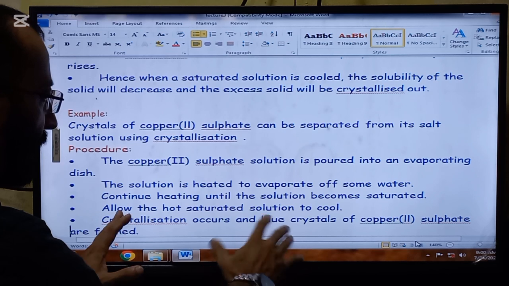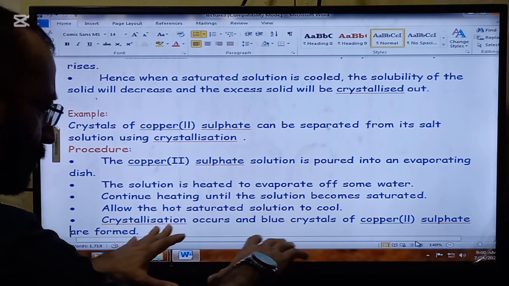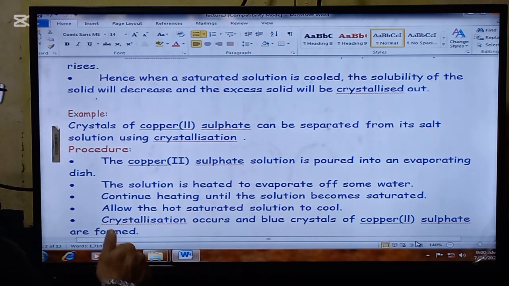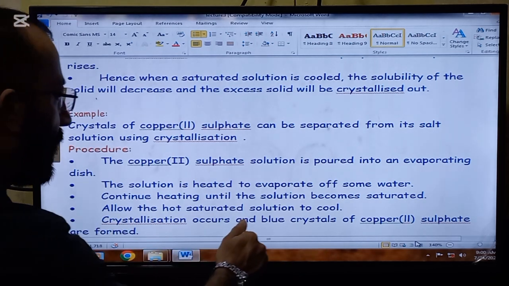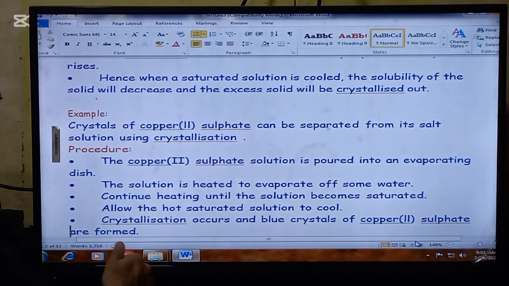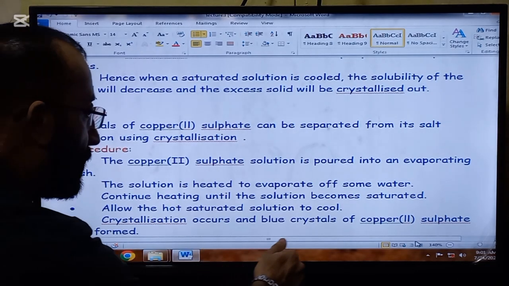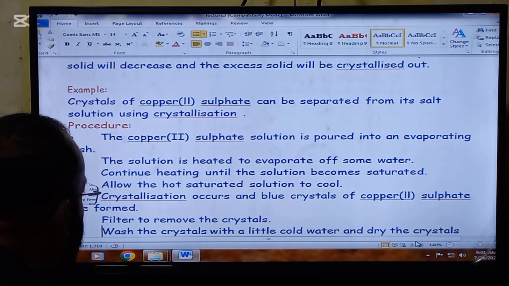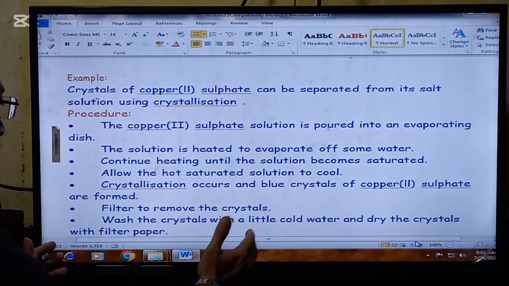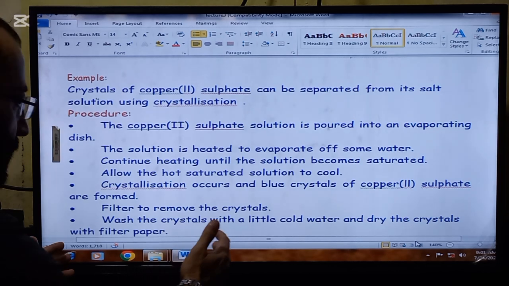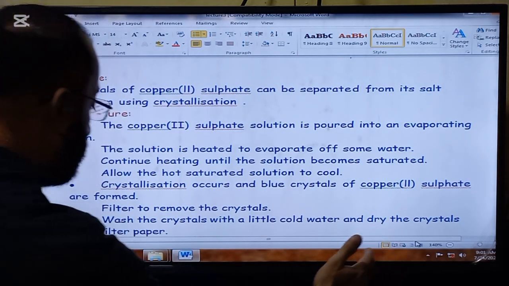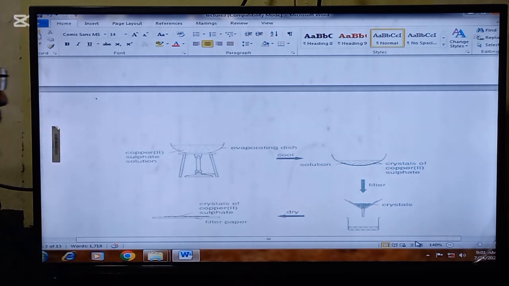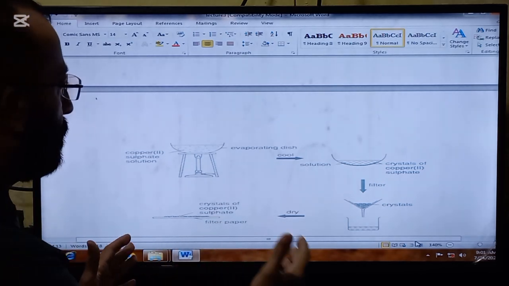So when you see that the excess water is evaporated and the solution has become thick, continue heating up to that point. Then allow the hot saturated solution to cool. Crystallization occurs and blue crystals of copper sulfate are formed. So filter to remove the crystals, wash the crystals with a little cold water and dry the crystals with the filter paper. Here is the setup that will explain more.